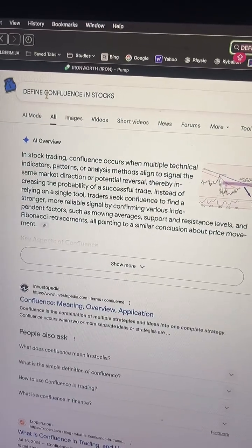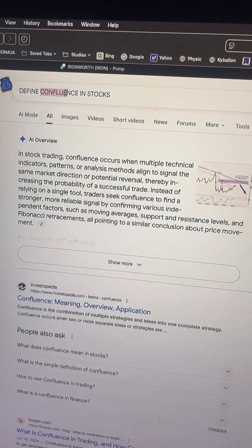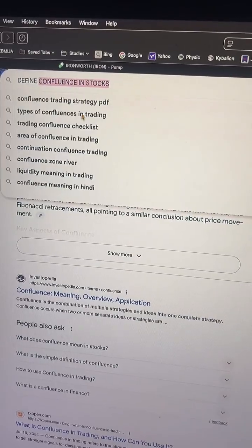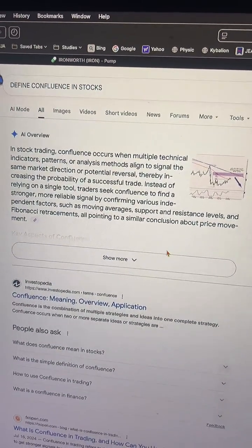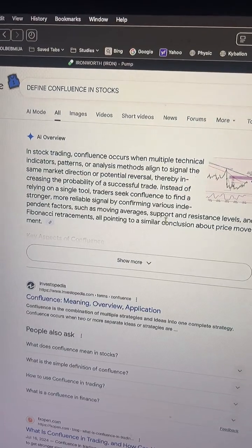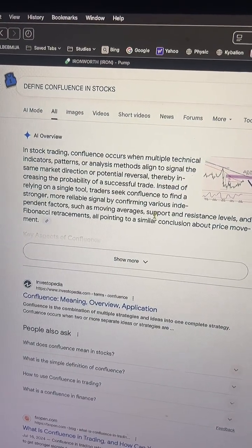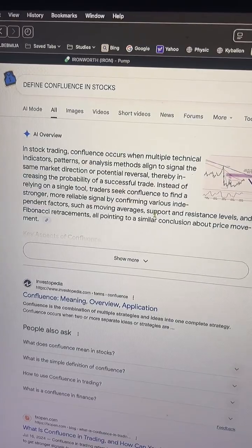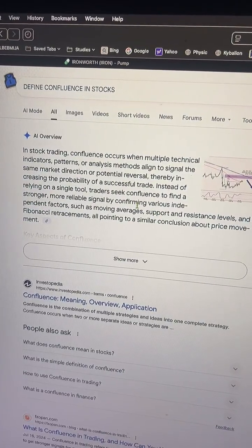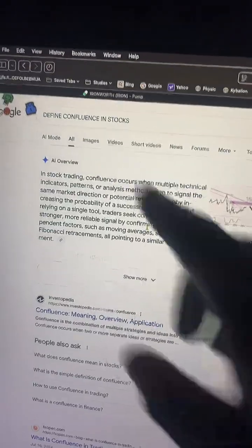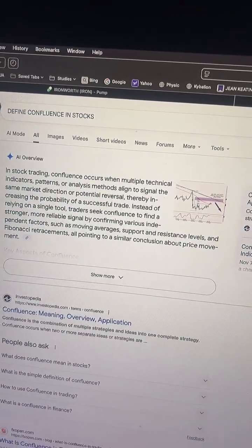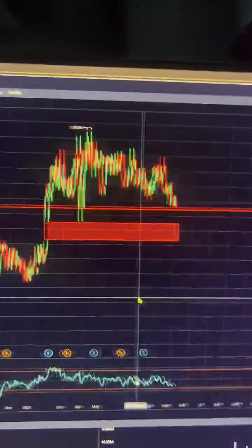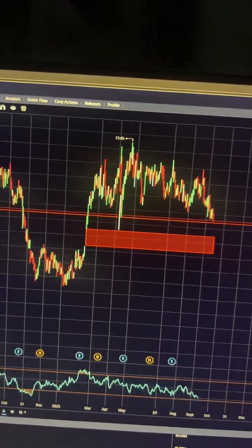Well, if there aren't levels of confluence, which is basically more than one thing pointing towards it going in that direction, then you will not increase the probability of a successful trade if you don't pay attention to confluence. And confluence, once again, is when more than one thing is pointing towards this stock going in that direction.